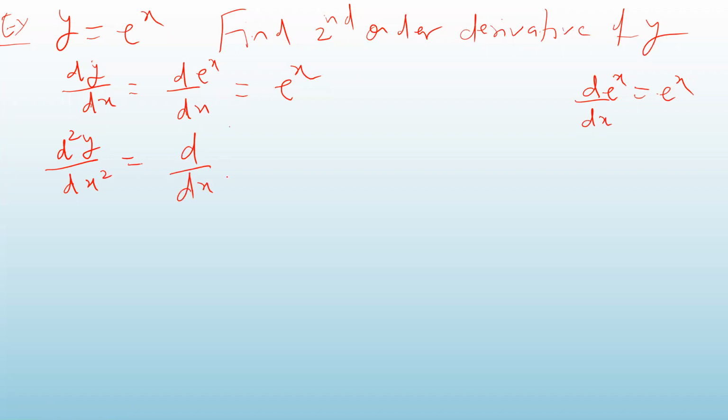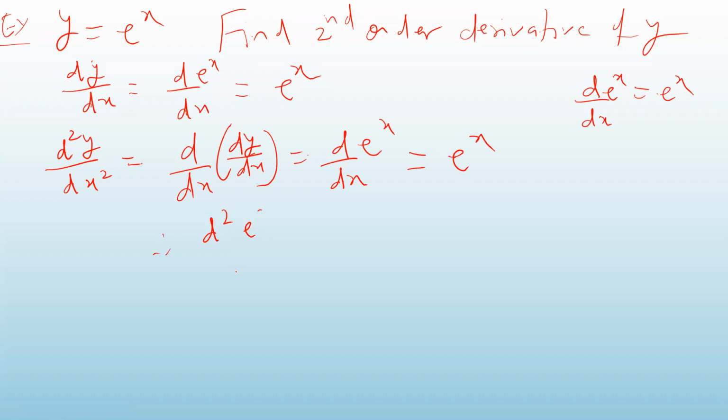As per our definition, what is the second order derivative? It is the derivative of the first order. Correct? So you take the derivative of the first order. What is the first order we got? E raised to x. So derivative of e raised to x is same as e raised to x. That means what we have understood? The second order derivative of e raised to x is also e raised to x. In fact, all the order derivatives of this function are same as e raised to x. Okay? I hope you have understood.